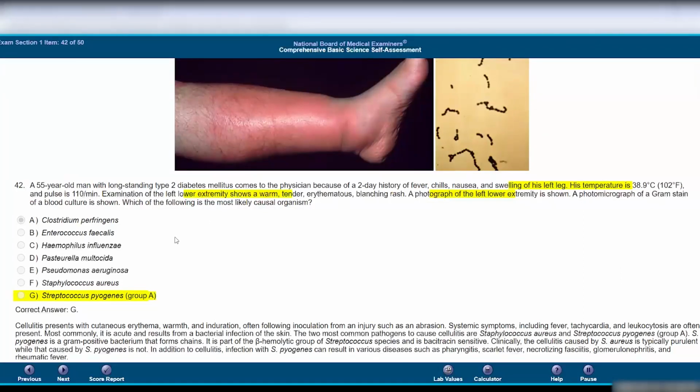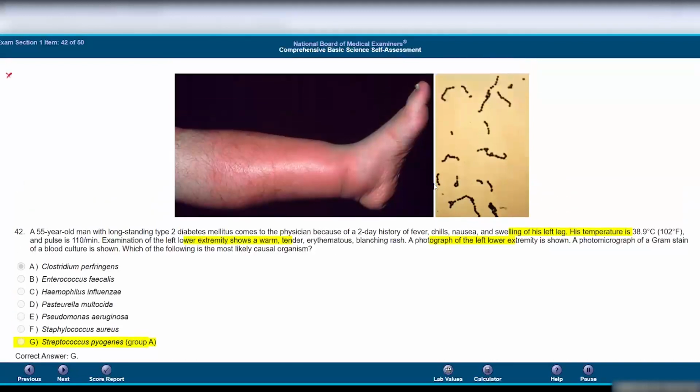But here, if you take a look at it, Enterococcus faecalis, GI issues. H. influenzae, respiratory issues. Pasteurella, GI issues. Pseudomonas aeruginosa can be a couple things. It can be skin, pneumonia, sepsis. Staph aureus, usually skin stuff. Strep pyogenes is usually strep throat, but you can also get cellulitis and things like that too.